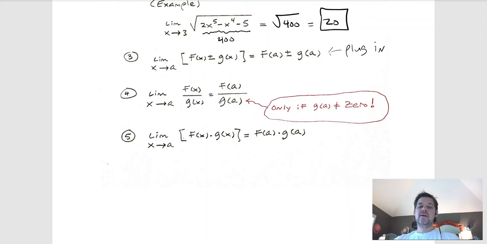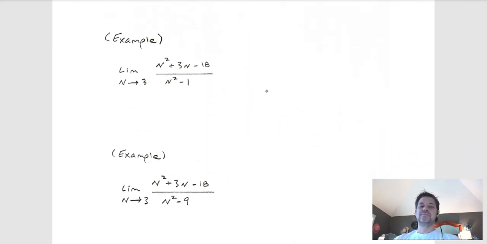Okay? Now, on this one with division, there's some fine print that we will run into. For this situation where you have one function or formula divided by another, then you can plug in individually and divide your answers, okay? But only if that bottom answer, that bottom number, doesn't turn out to be 0. That's something we will run into, and I would like to show you a little bit about that with some examples.